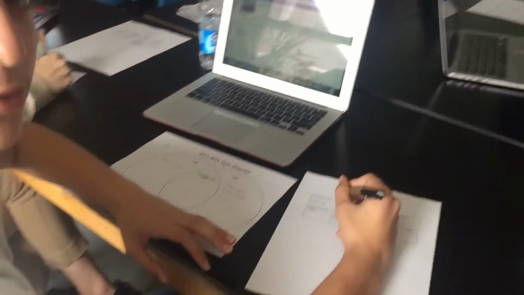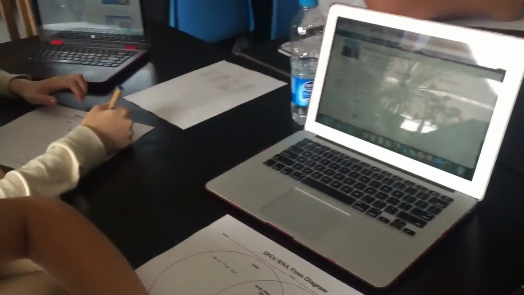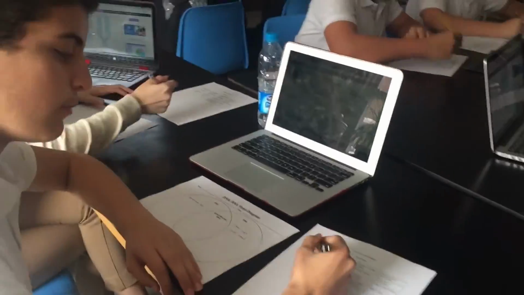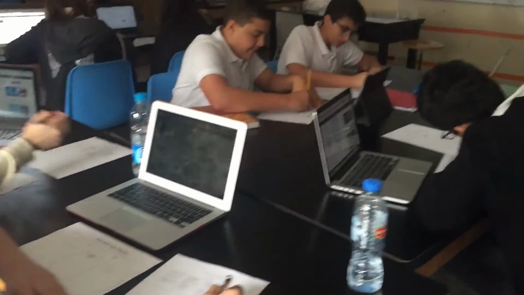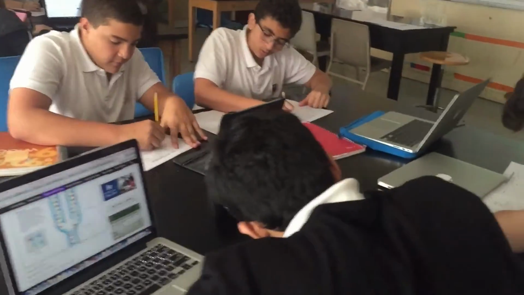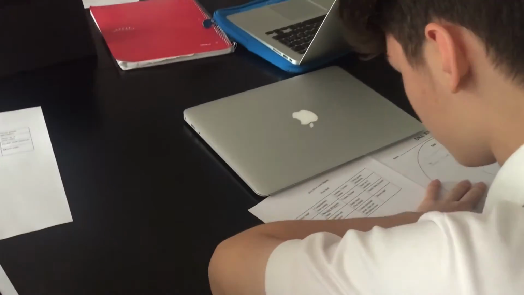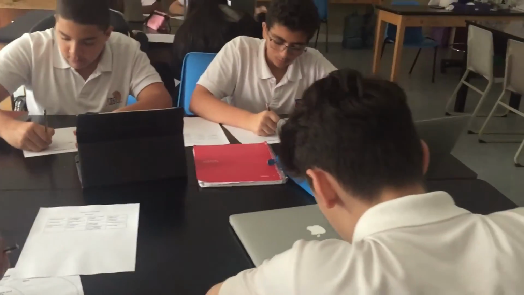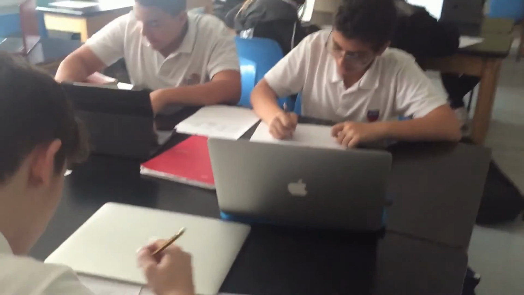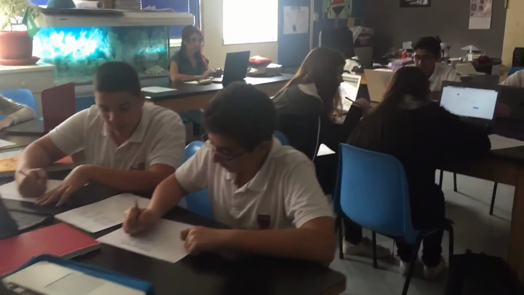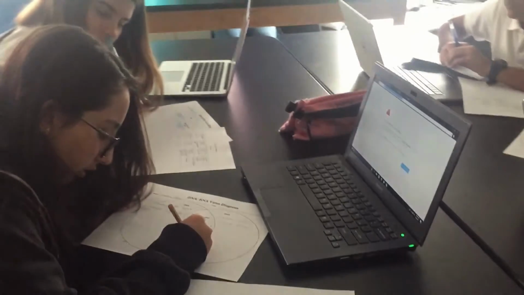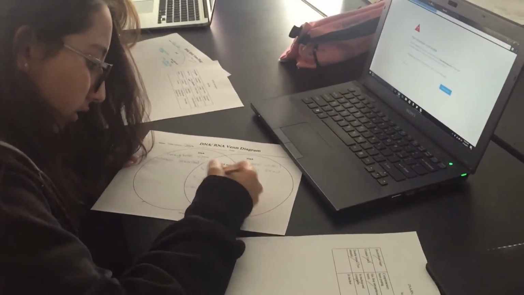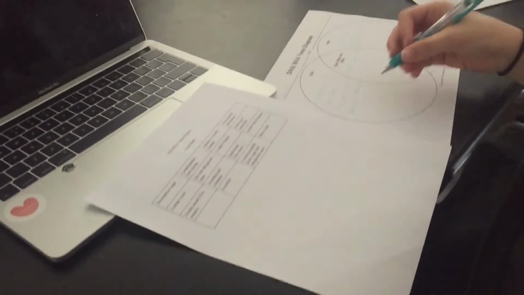Miss, can we write on this paper as well? Well, but you're going to use the Venn diagram. But can we cross it off? Yeah, that's fine. Yes, you can cross it.